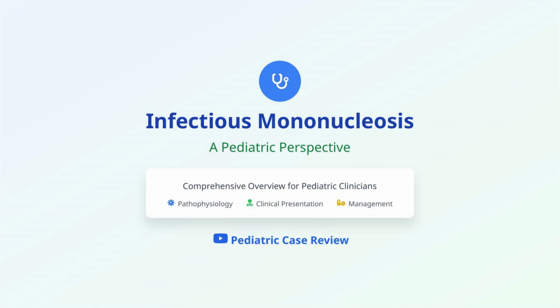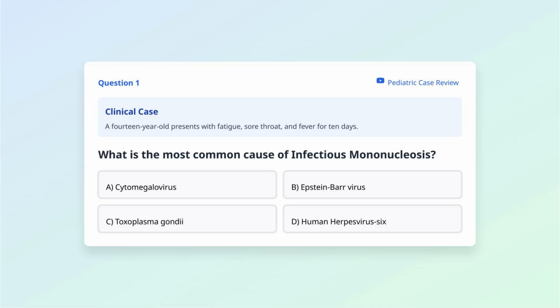Today we will explore infectious mononucleosis in pediatrics. This lecture provides a comprehensive overview of the condition, focusing on practical approaches to diagnosis and management that pediatric clinicians can apply in their practice. We will cover the pathophysiology, clinical presentation, diagnostic approaches, treatment options, and important complications to watch for in children with this common condition. A 14-year-old patient presents with fatigue, sore throat, and fever for 10 days.